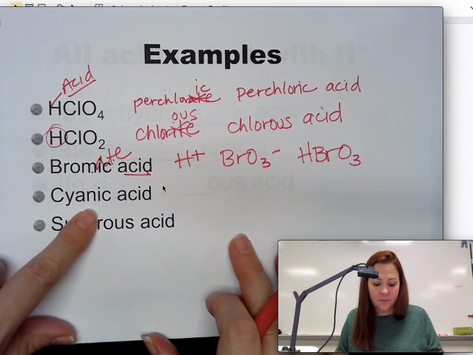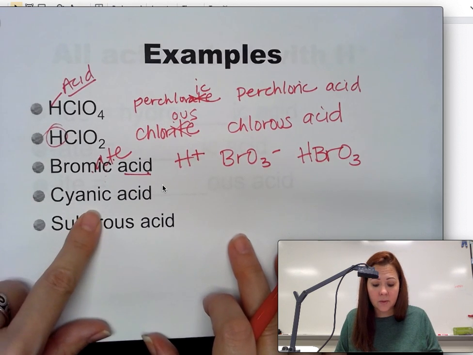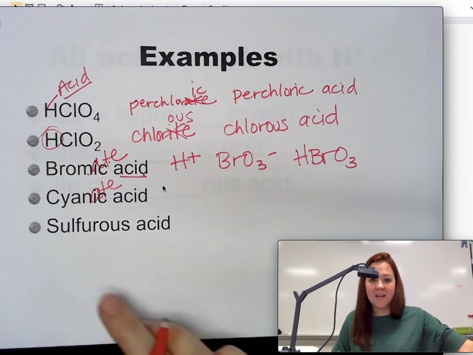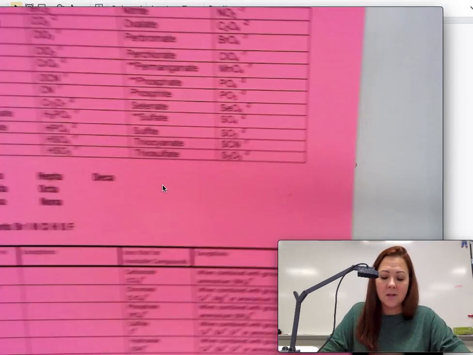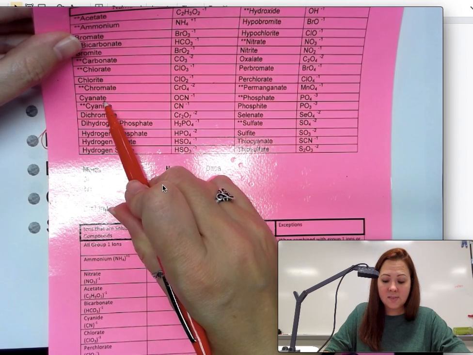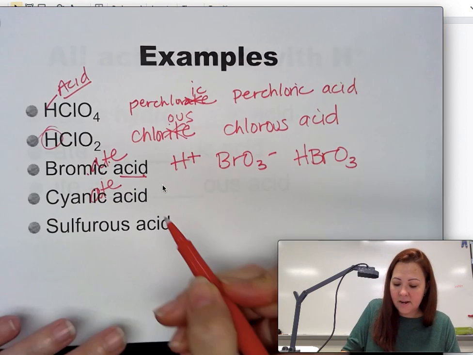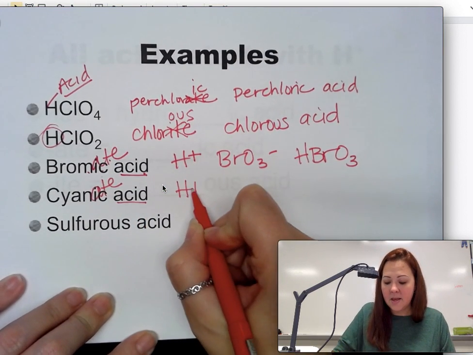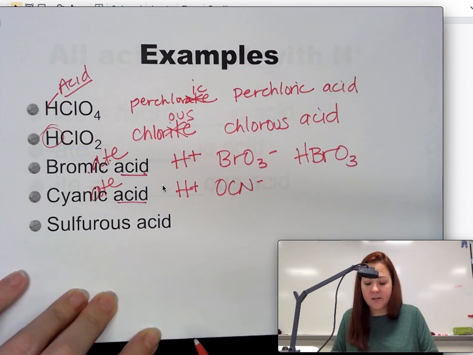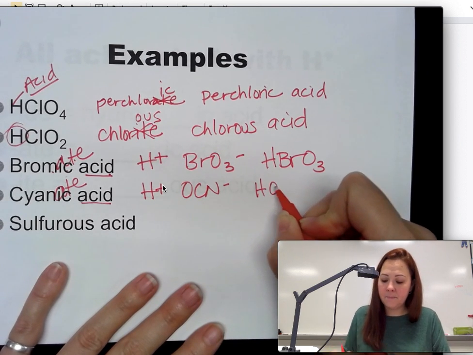Cyanic acid. Again, there's no hydro at the beginning, so I don't have cyanide here. Ic is ate, so I need to find something that's called cyanate on my chart. Cyanate on my chart right here is OCN -1. Acid means that hydrogen ions are present. Cyanate is OCN -1. So +1 and -1, when we swap and drop, it just becomes HOCN.